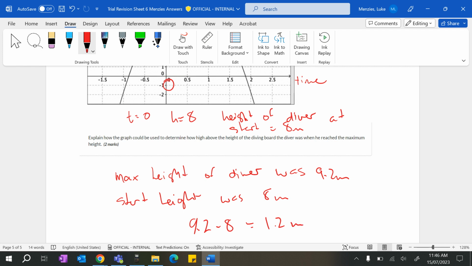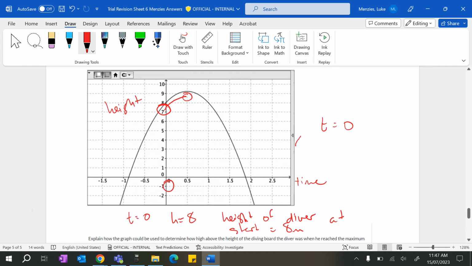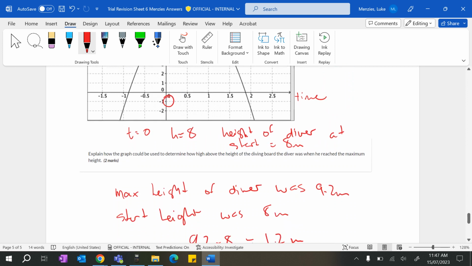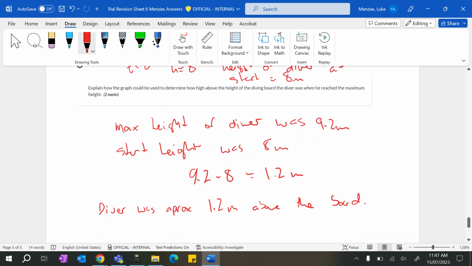Okay, and that's how, and you could have a little sentence at the end: Diver was approximately 1.2 meters above the board. You can say 0.3, 0.4. Don't go too crazy on it, it's only just above. But it's more about the process. Can you tell them about the time equal to 0 and the height of the board, and then have some sort of sentence at the end to finish it off, which would be good.